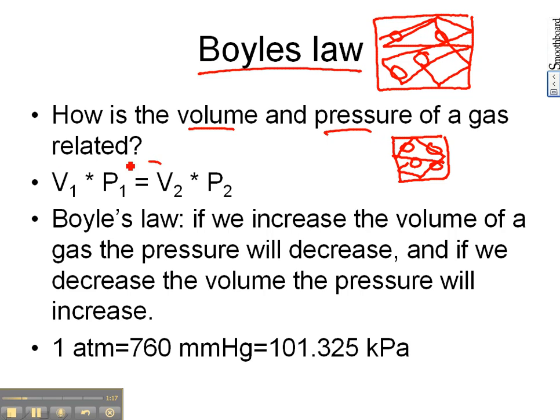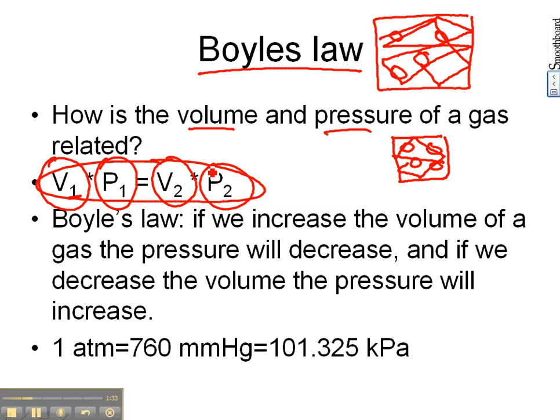Mathematically, V sub 1 times P sub 1 equals V sub 2 times P sub 2. The initial volume, multiplied by the initial pressure, will equal the new volume times the new pressure. It's an inverse relationship. If the volume goes up, the pressure is going to go down. If the volume goes down, the pressure goes up. So, with words, Boyle's law: if we increase the volume of a gas, the pressure will decrease, and if we decrease the volume, the pressure will increase.